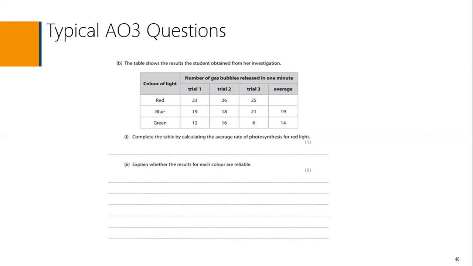Students have got no information about how the practical is carried out, but they're looking at the data and looking at whether you've got a similar pattern in each of the 3 repetitions to conclude or explain whether the results for each colour are reliable. And students will be expected to look at the data, and they will be expected to look at the different colours separately as well.